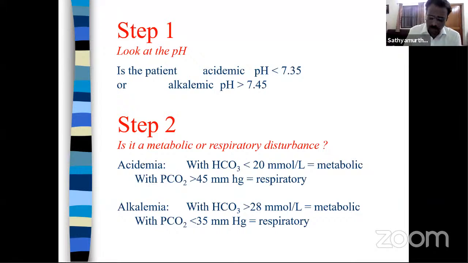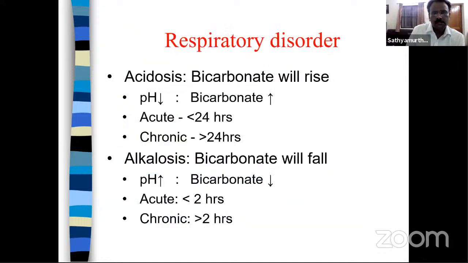Next, step 3 is for respiratory problems. It's not for metabolic problems. Let us go through it. Just to recapitulate, in respiratory acidosis, pH will come down and bicarbonate will rise. We call it acute respiratory acidosis if it is less than 24 hours. If more than 24 hours, it is chronic.